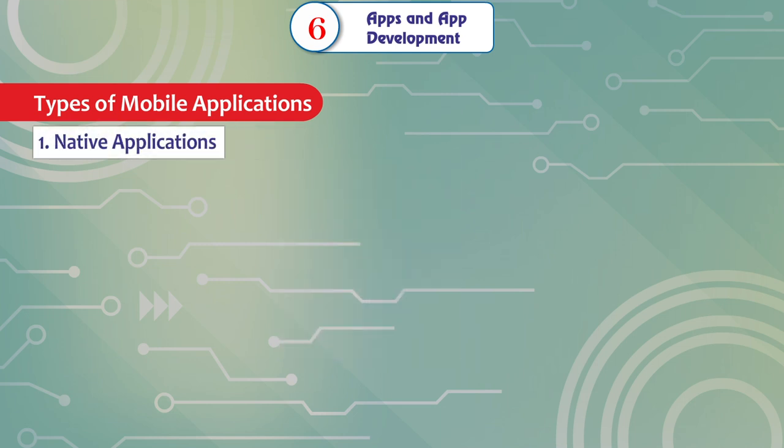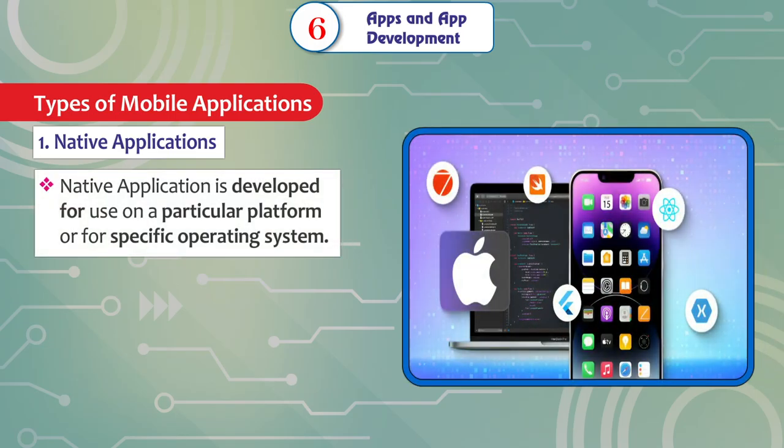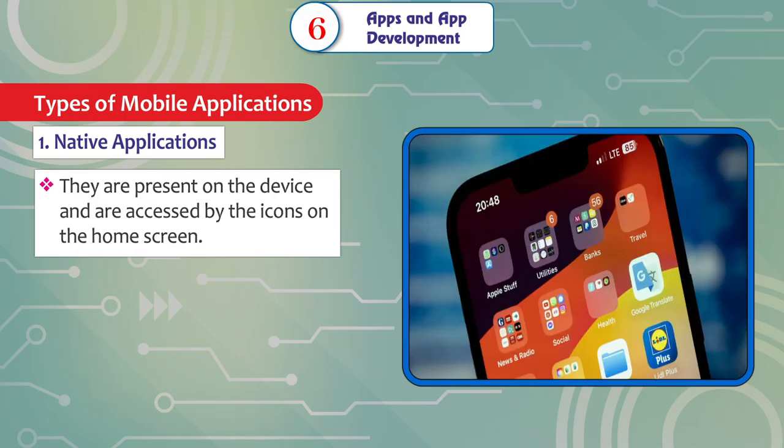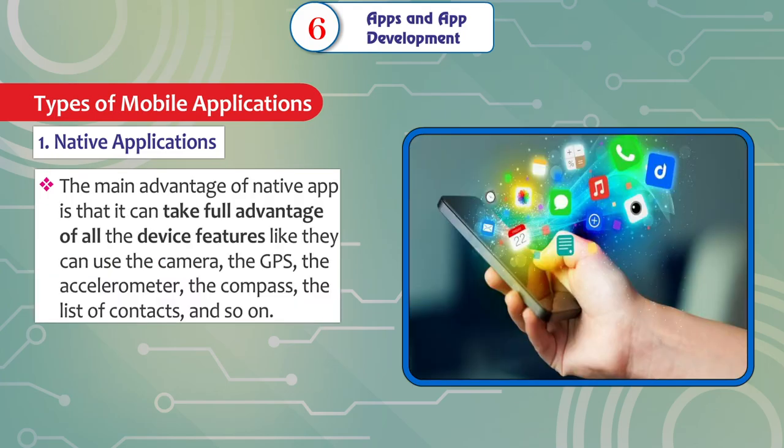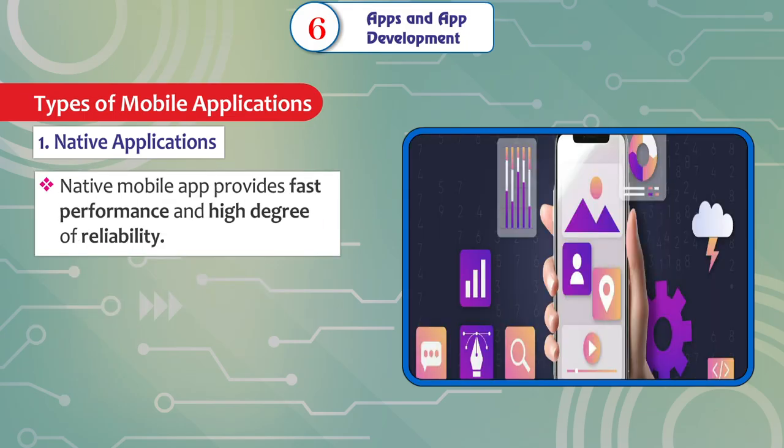1. Native applications. A native application is developed for use on a particular platform or for a specific operating system. They are present on the device and are accessed by the icons on the home screen. The main advantage of a native app is that it can take full advantage of all the device features, like the camera, the GPS, the accelerometer, the compass, the list of contacts, and so on. Native mobile apps provide fast performance and a high degree of reliability.